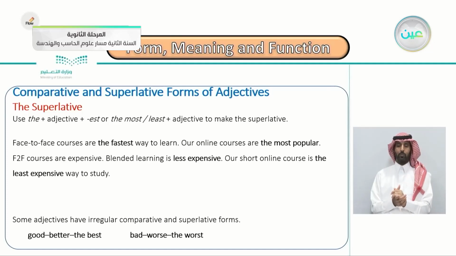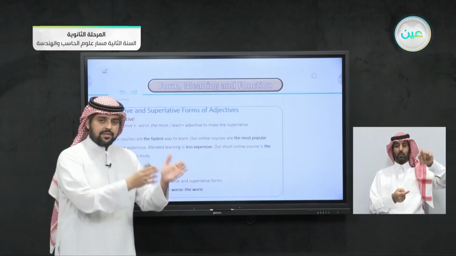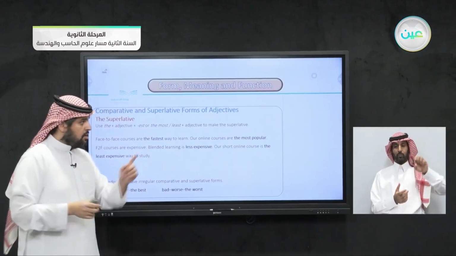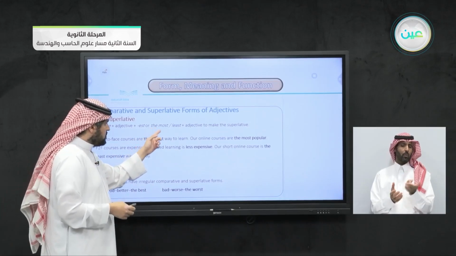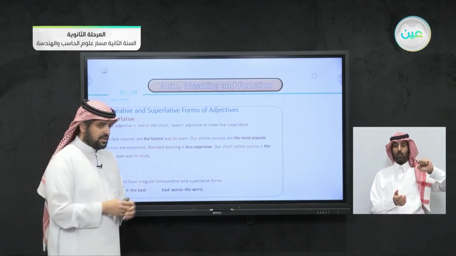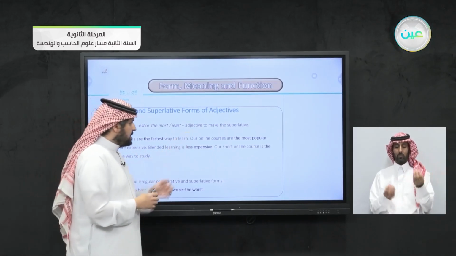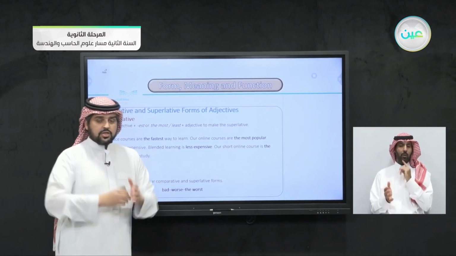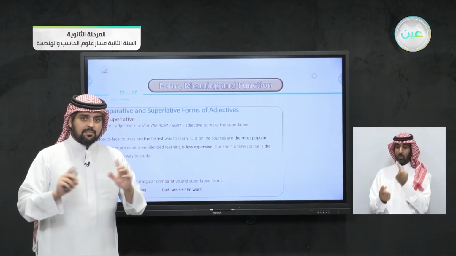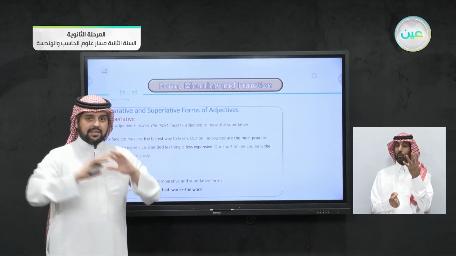Jumping to the next part, the superlative. How do we form, how do we write the superlative? We begin with the, plus the adjective, plus est. So the, then the adjective, then the est, or we use the most or the least, and then we write the adjective to make the superlative. So a comparative is between two things, but the superlative is between one and its group.